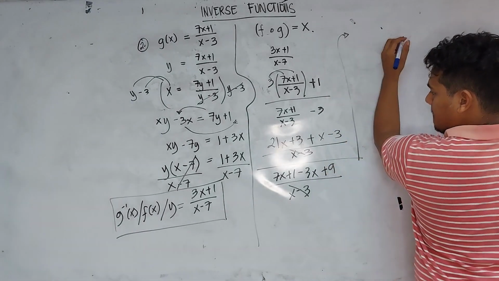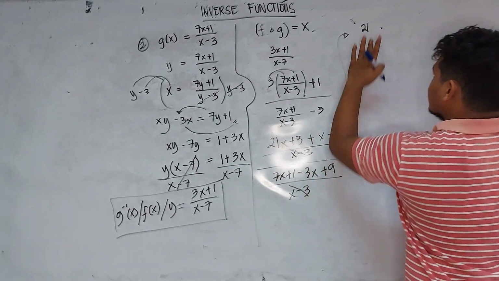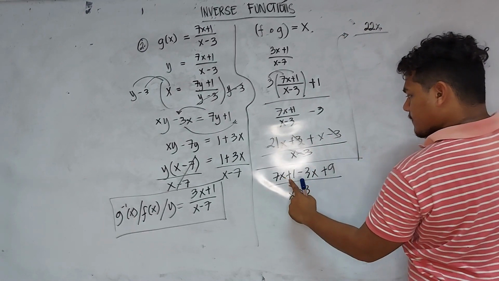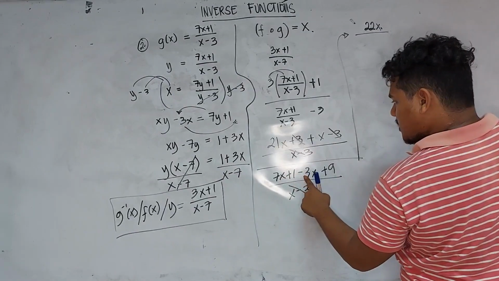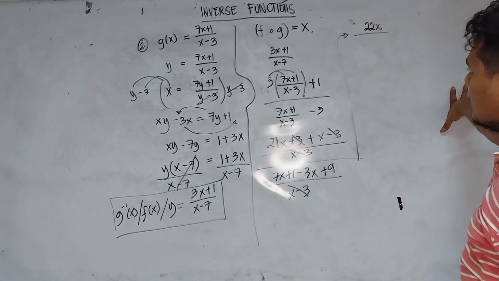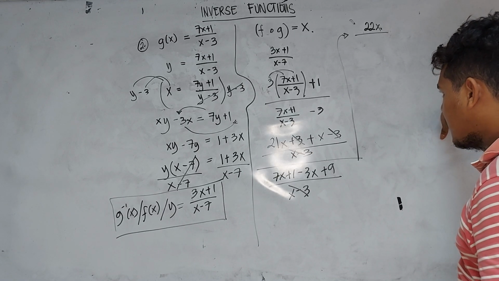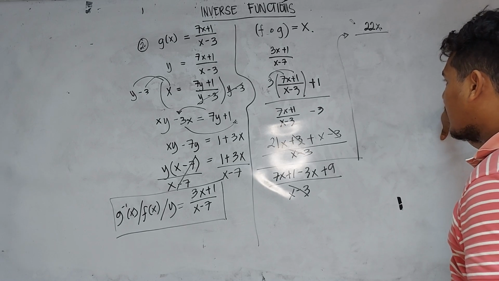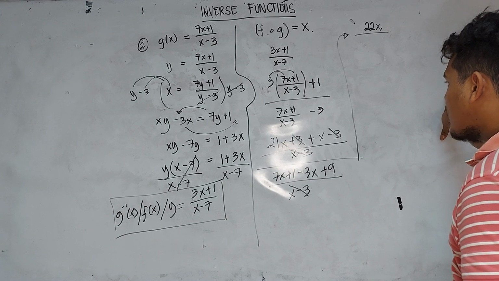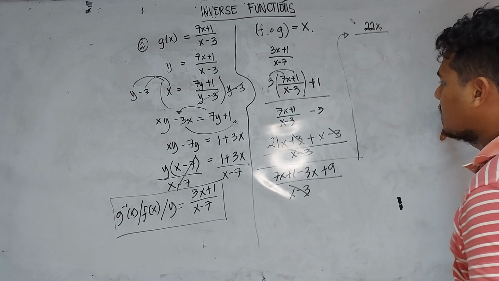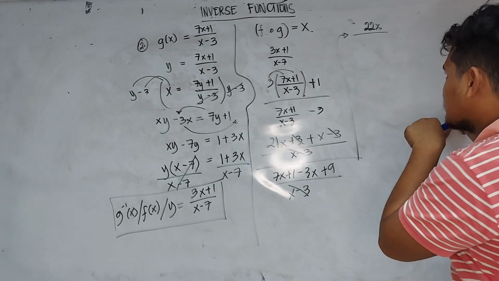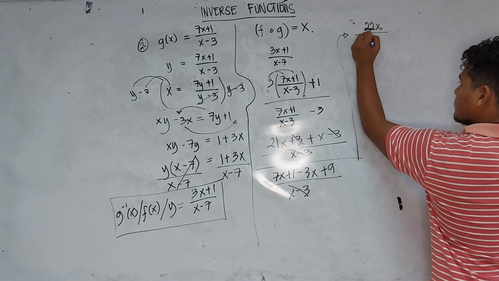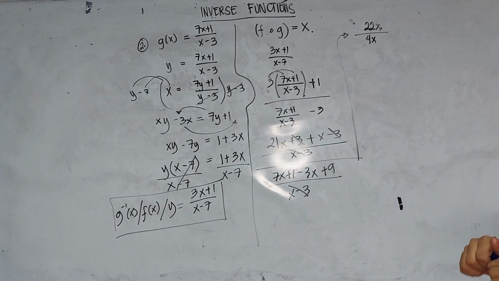Let's try to solve. 21x plus x becomes 22x. 3 minus 3 cancel, right? How about here? 7x minus 3x becomes, wait, we have a mistake here. Let's see. Plus 3 minus 3, over x minus 3, 7x plus 1, minus, minus 3x plus 9. Okay, let's continue. 22x, that doesn't cancel, right? This becomes 7x minus 3x, that is 4x. It is not equal to x.